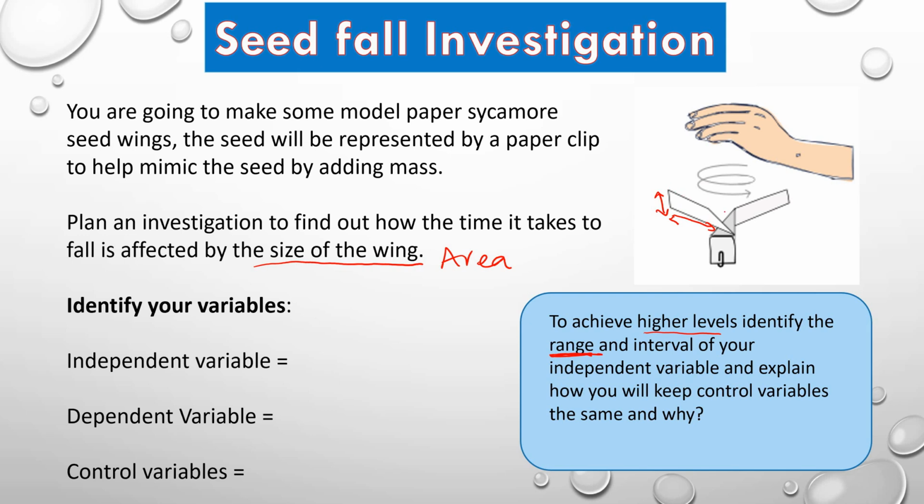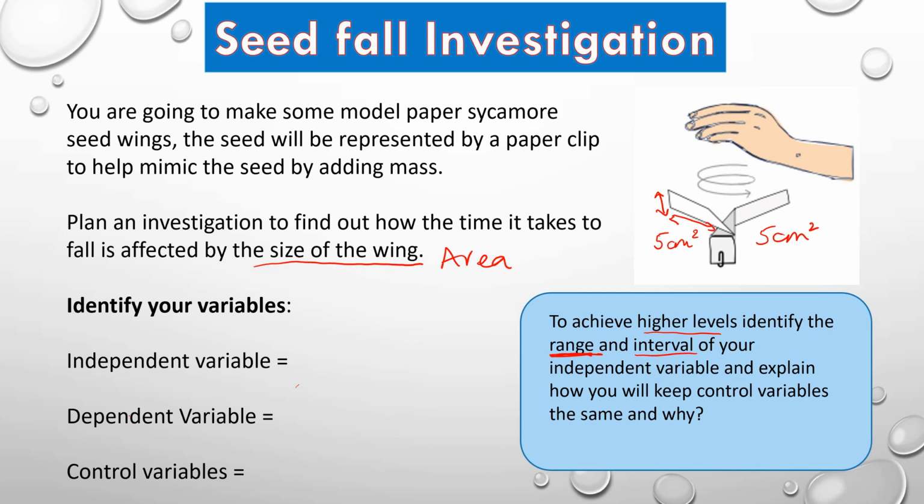Bear in mind, if you cut the slit 5 centimetres, then the area will be 10 centimetres squared, because there would be 5 centimetres squared on this side and 5 centimetres squared on the other side, making a total of 10. So be really clear here whether you're doing the size of the slit, the size of one wing, or the area of both wings, when you're describing your independent variable. The other way you can get higher levels, level 6, is to state the interval. So if you're going up as 2, 4, 6, 8, your interval is every 2 centimetres.